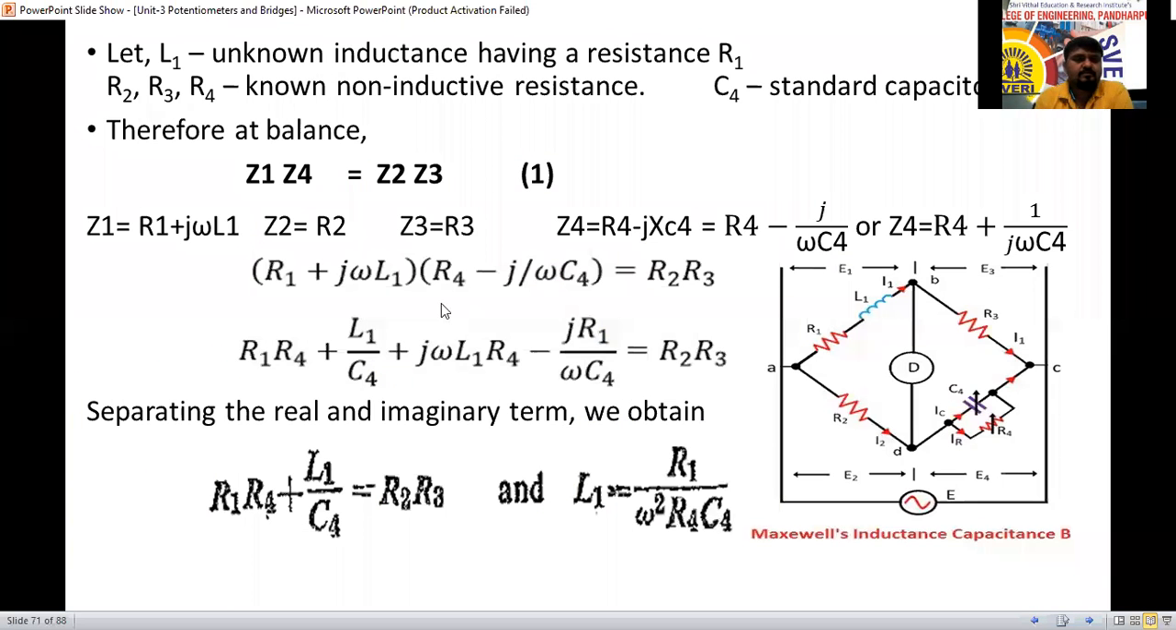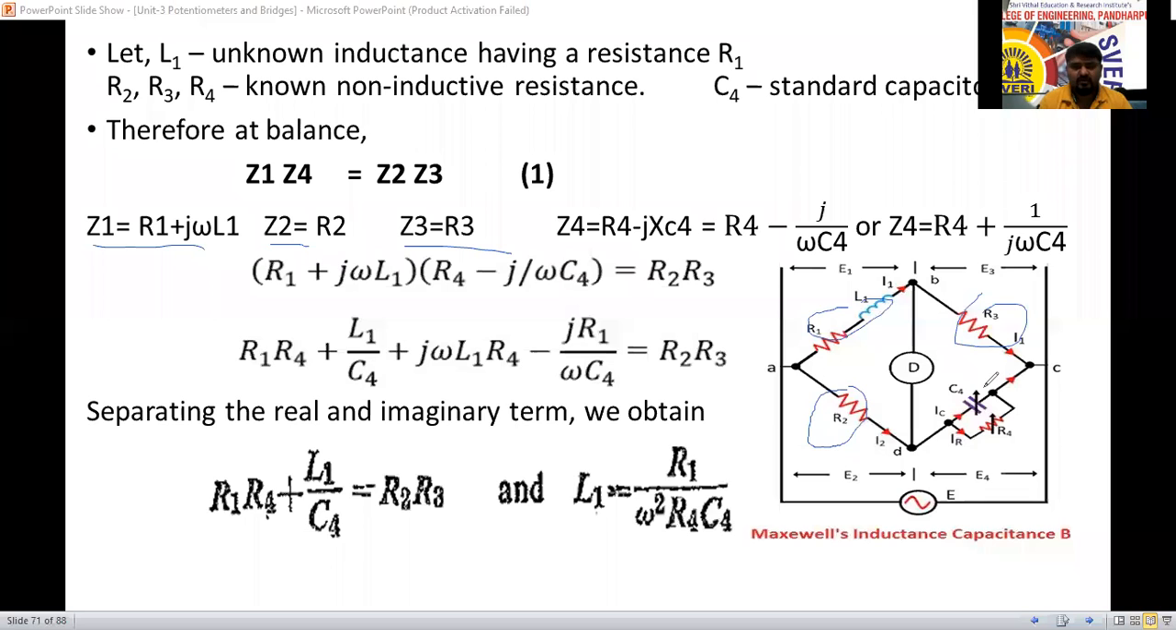Okay, see here. We know that at balance condition, Z1 Z4 equal to Z2 Z3. Z1 equal to R1 plus j omega L1 we have written. Next, Z2, there is no imaginary part, so Z2 equal to R2 directly we can write, and Z3 equal to R3 we can write here. Up to here, there is no problem at all.